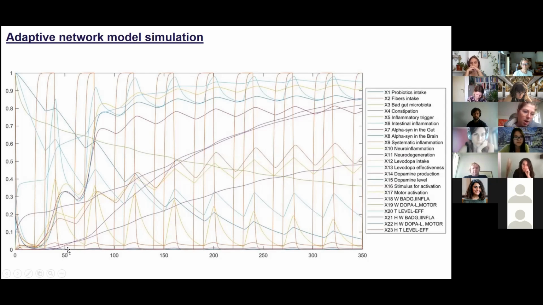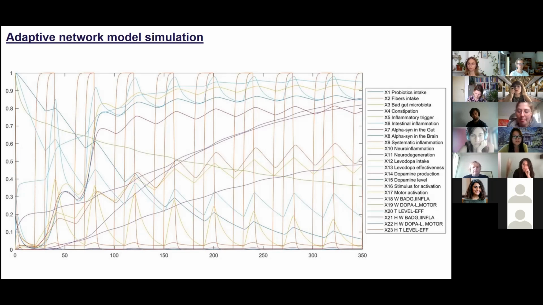We can also highlight that there is a steady degeneration happening within our patients during the time. And so we actually managed to represent a model that is demonstrating the biological as well as environmental factors in Parkinson's disease.